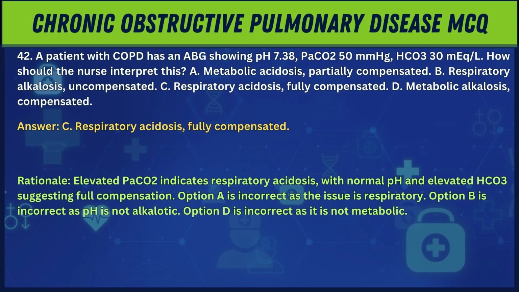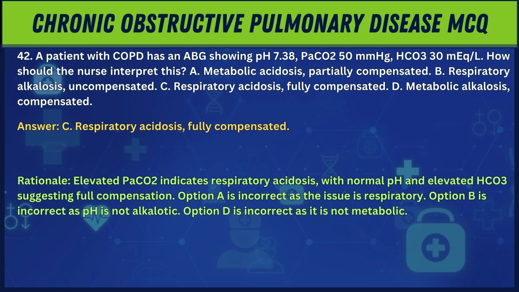42. A patient with COPD has an ABG showing pH 7.38, PaCO2 50 mm of mercury, HCO3 30 milliequivalent/L. How should the nurse interpret this? A. Metabolic acidosis, partially compensated. B. Respiratory alkalosis, uncompensated. C. Respiratory acidosis, fully compensated. D. Metabolic alkalosis, compensated. Answer: C.